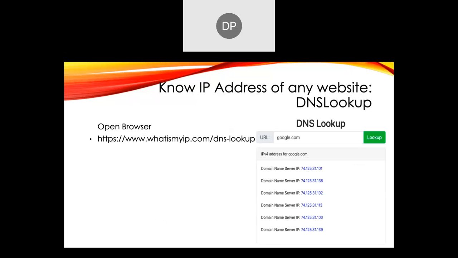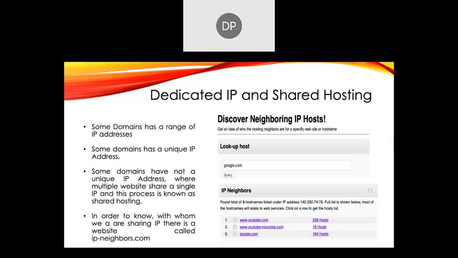Again, the same IP address. Then there is another tool called DNS lookup. There is a website whatismyip.com with a DNS lookup tab. You can click there, type the domain name and see the IP address of that domain. We can also discover neighboring IP hosts. For that, we can open the website ipneighbors.com, type the domain name and then we'll find the IP address. IP neighbors are those websites that are listed under the same IP address.